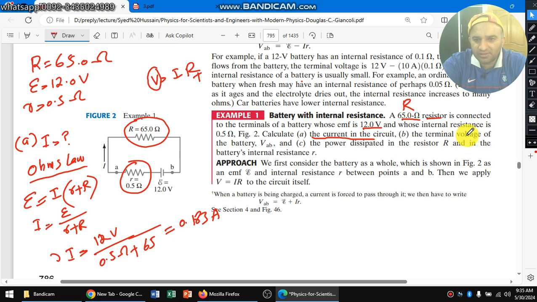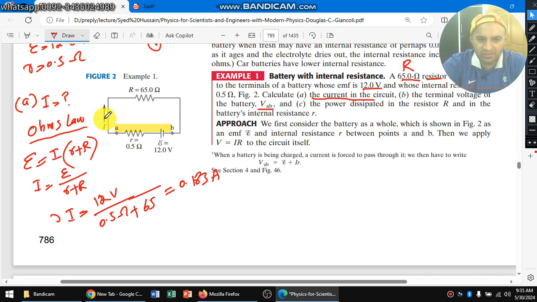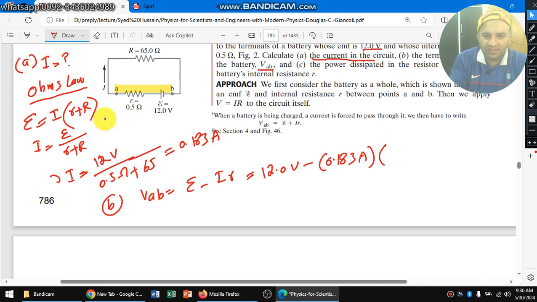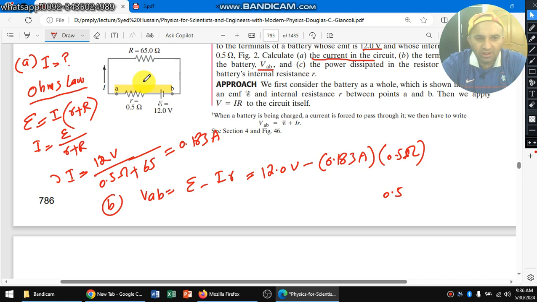Now the terminal voltage of the battery VAB we need to find in part B. We need to find the terminal potential VAB across this resistor, from A to B. In order to find the terminal potential, we use the formula VAB is equal to E minus Ir. So the EMF is 12.0 volt minus the current 0.183 ampere times the internal resistance 0.5 ohm. Now we solve and we get the answer for VAB.